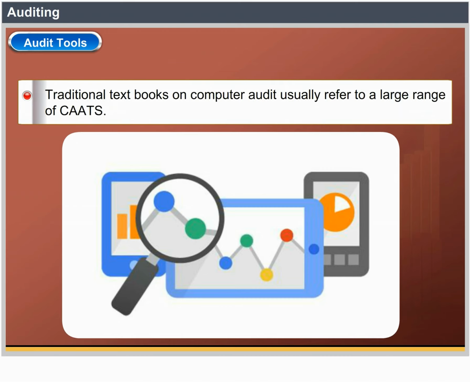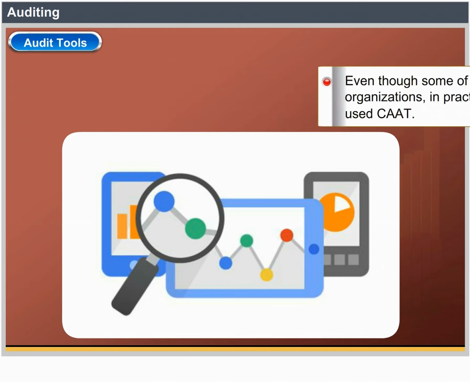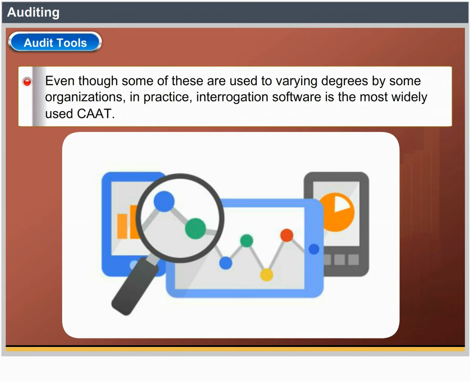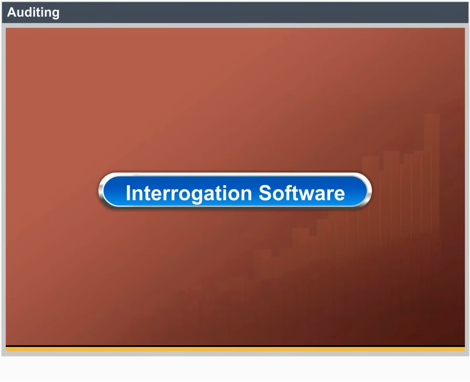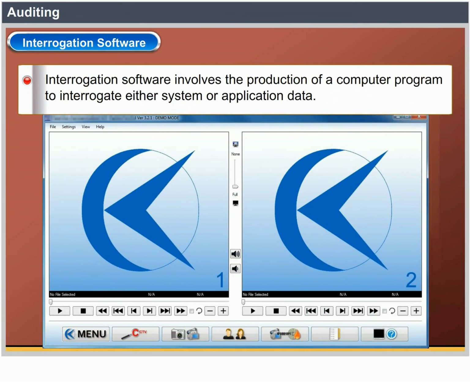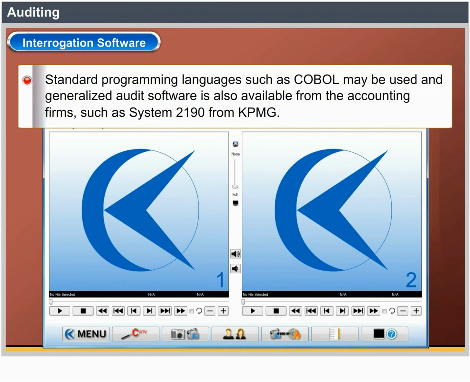Traditional textbooks on computer audit usually refer to a large range of CATs. Although some of these are used to varying degrees by some organizations, in practice, interrogation software is the most widely used CAT. Interrogation software. Interrogation software involves the production of a computer program to interrogate either system or application data. Standard programming languages such as COBOL may be used, and generalized audit software is also available from the accounting firms, such as System 2190 from KPMG.